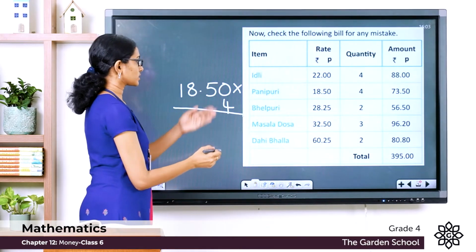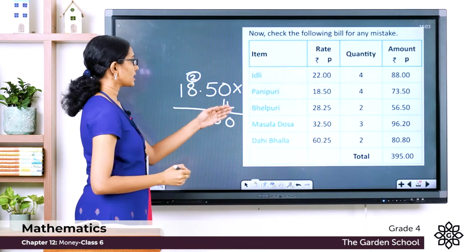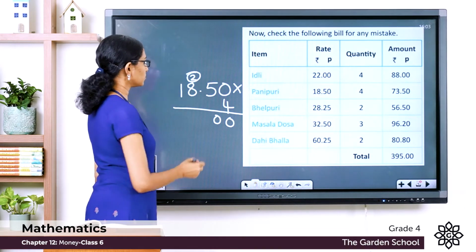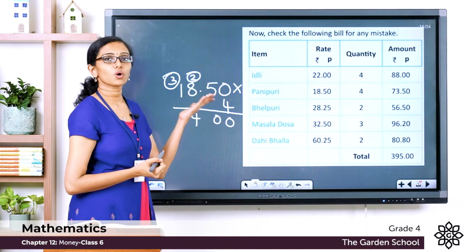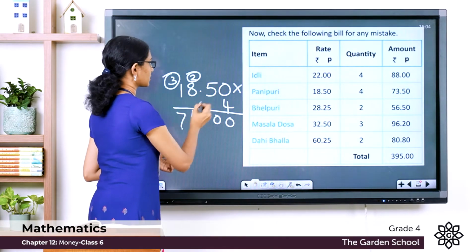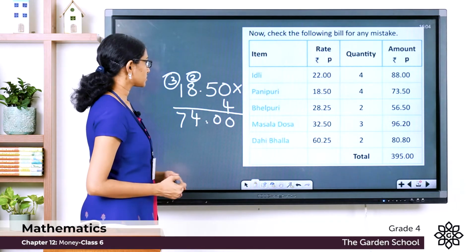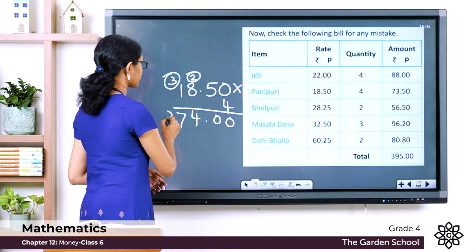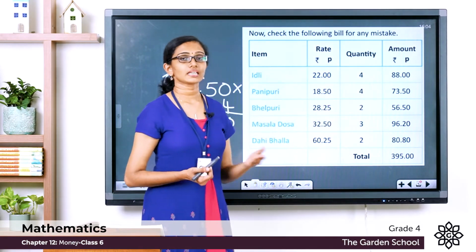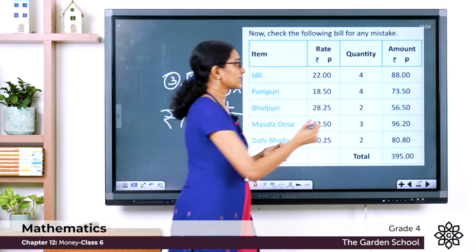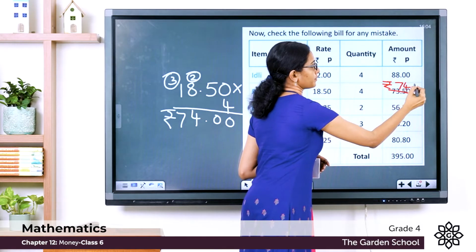Let's do the multiplication. So 4 zeros are 0, 4 5s are 20, you carry over 2 here, 4 8s are 32, plus 2, 34, you carry over 3 here, 4 1s are 4, 4 plus 3 equal to 7, and putting the dot after 2 places from the right, the cost is 74 rupee. So is the amount given here correct? No, the amount is given as incorrect. So the correct amount here is 74 rupee.